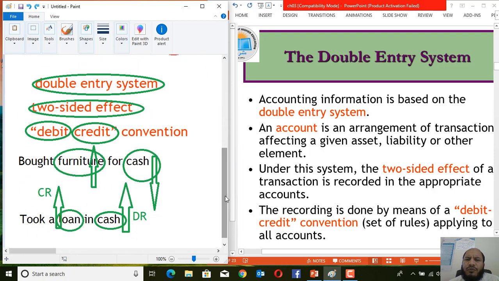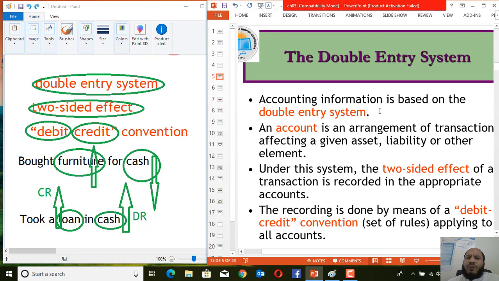So we are having a discussion about the double entry system. Accounting has the double entry system, and it is the basis for accounting. Accounting is based on the double entry system.